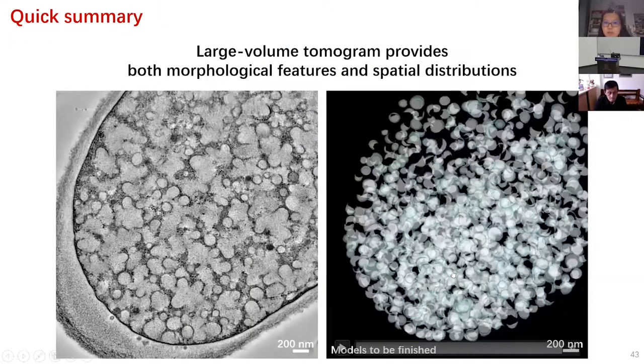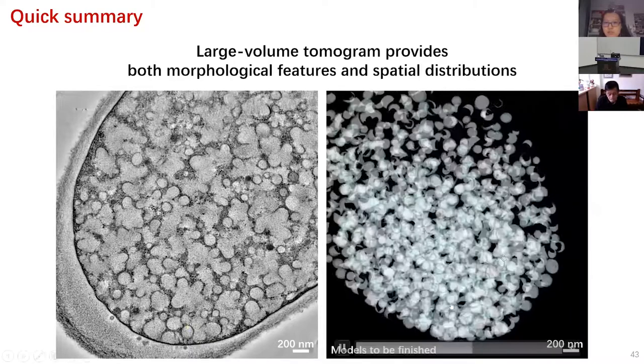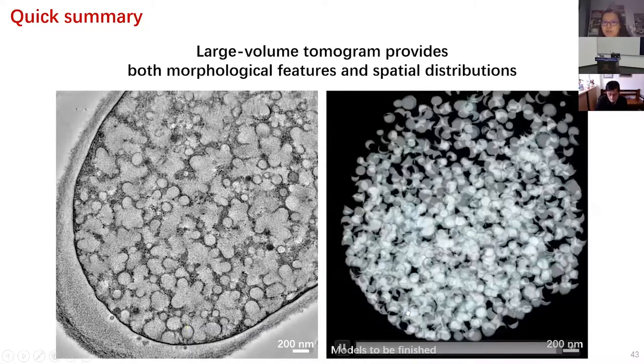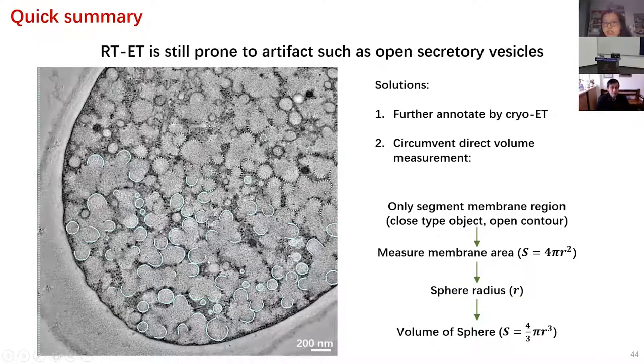So, a quick summary. A large volume tomogram of the Arabidopsis pollen tube provides both morphological features and spatial distribution of tip vesicles. This is only the half secretory vesicle model. Once we finish the whole tip model drawing, we can have an insightful morphology and distribution map of tip vesicles. There is a problem in our RT-ET analysis though, that is the opening of secretory vesicles, which should be an artifact during freeze substitution and resin infiltration.